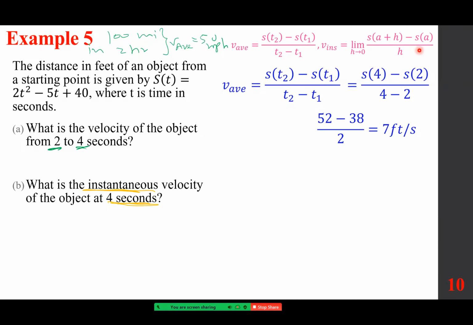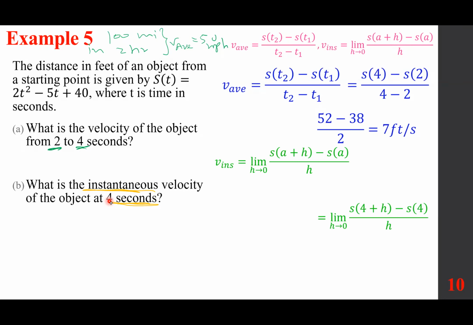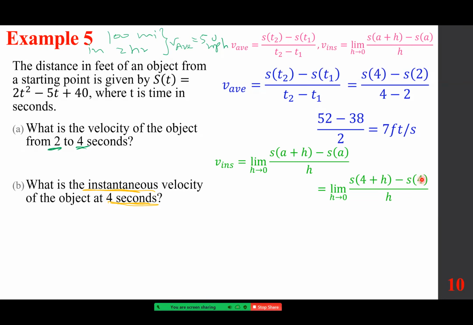So at this point, we are going to use the same formula where A is 4. So A is 4, everybody. So S of 4 plus H minus S of 4 over H. Therefore, we are going to use this formula. We're going to put 4 plus H. We're going to put 4. And by the way, S of 4 is already calculated as 52, or just plug in, either way is fine.